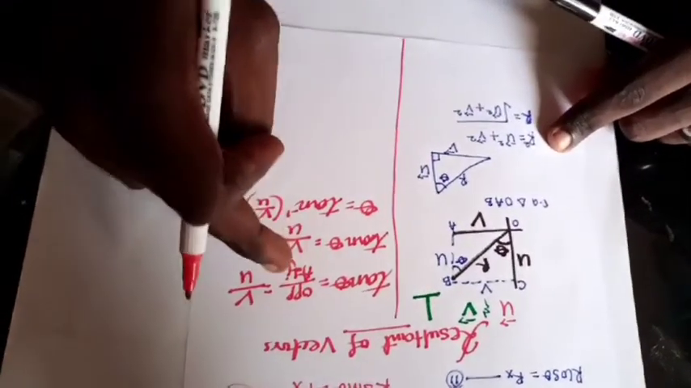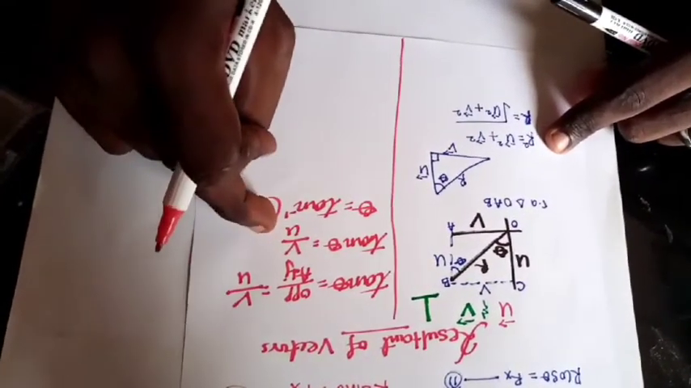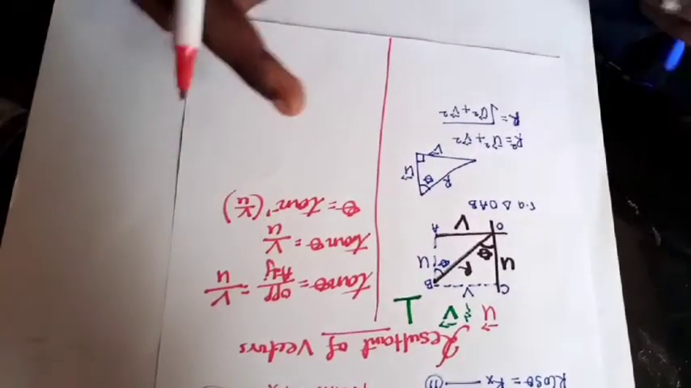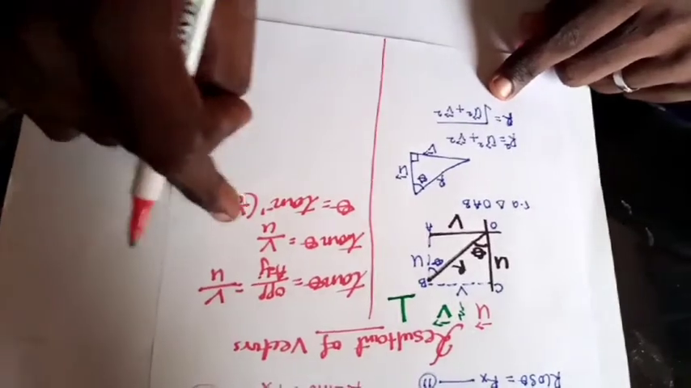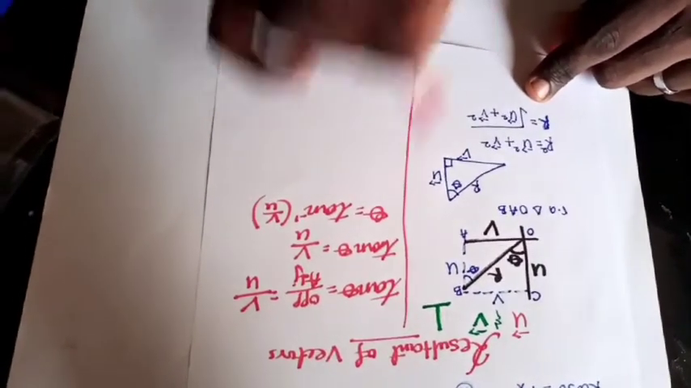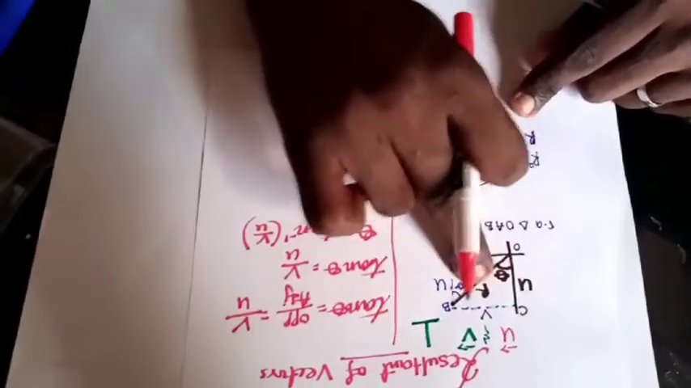If tan of a certain angle gives us v over u, then how are we going to get that angle whose tan is v over u? So we need to take the arctan of v over u to get the angle. So whatever result you have here will serve as the direction of the resultant of the vector.